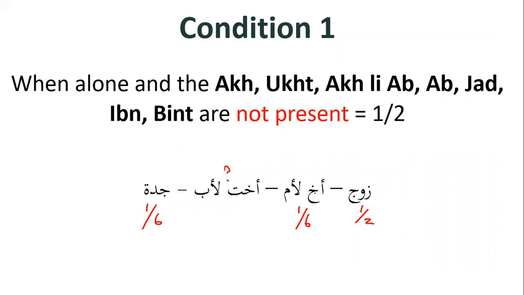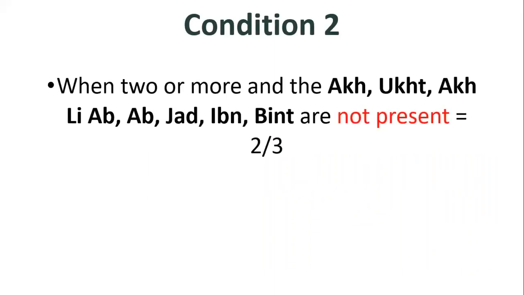Hence, I put akh li ummin in this question to make that clear. So, is there any full akh here? No. Any ukht? No. Any akh li abin? No. Ab, jad, ibn? No. Bint? No. Therefore, the ukht li abin will receive half of the inheritance. And condition number 2 follows the exact same rule, except that there are 2 or more.